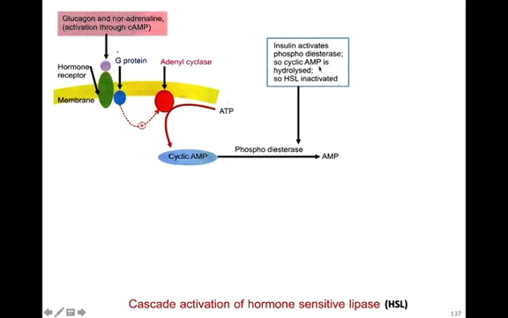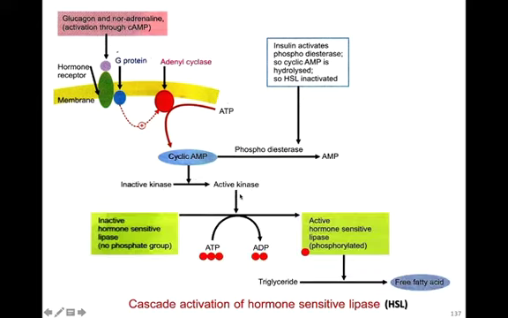Okay, so the insulin activates this phosphodiesterase. So the cyclic AMP is hydrolyzed, as you can see, to AMP. In this event, one of the important enzymes, which is HSL, hormone sensitive lipase, is inactivated. So actually, what's the hormone sensitive lipase?